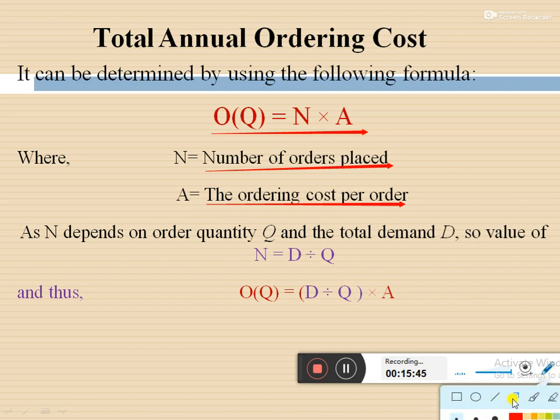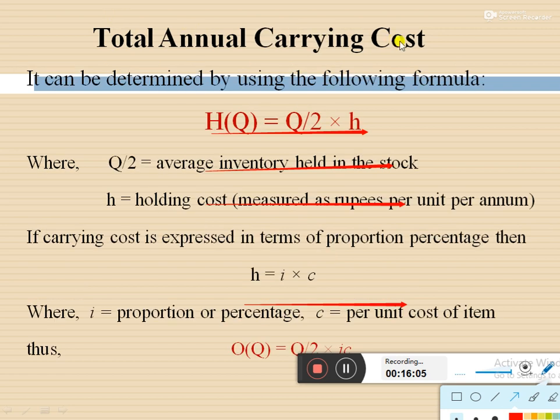So the formula of calculating annual ordering cost would be D divided by Q into A, that is total demand divided by the order quantity into the ordering cost per order. In a similar manner, we need to calculate the annual carrying cost.